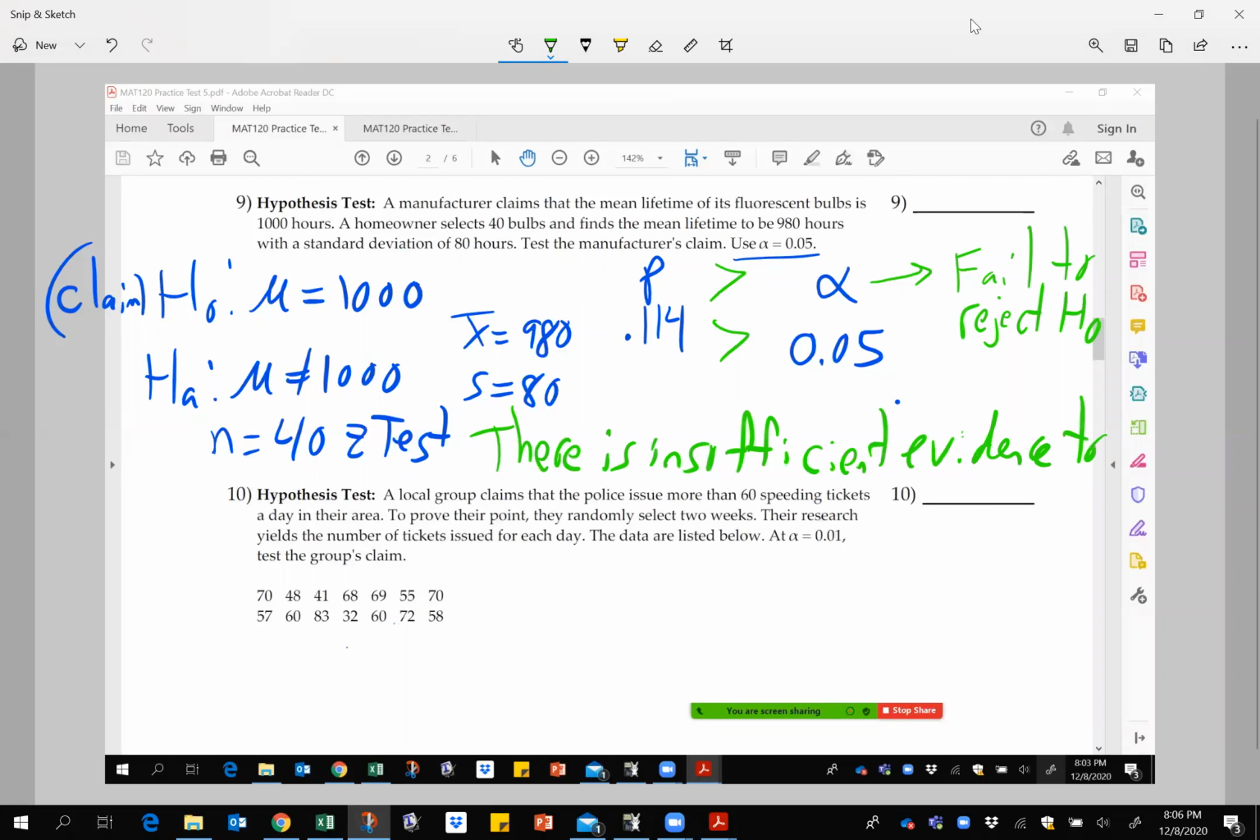And now the second half of the sentence will end, because the claim is the null, it'll end as to reject the claim. So this manufacturer claims that their bulbs last, in general, about 1,000 hours, and we don't have enough evidence to refute that. There's insufficient evidence that would disprove what they are saying. So, any questions on number 9?